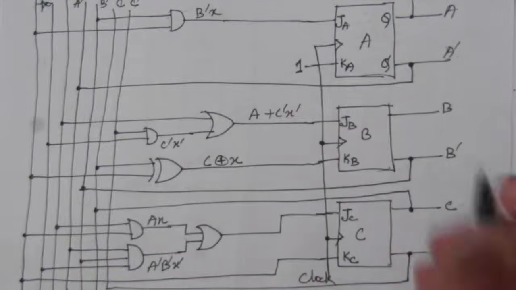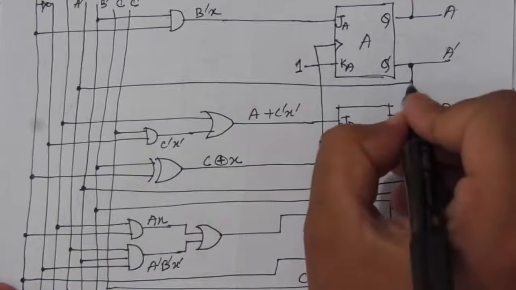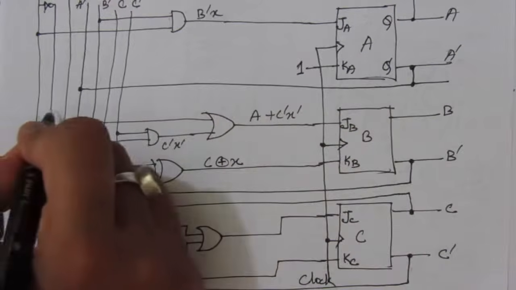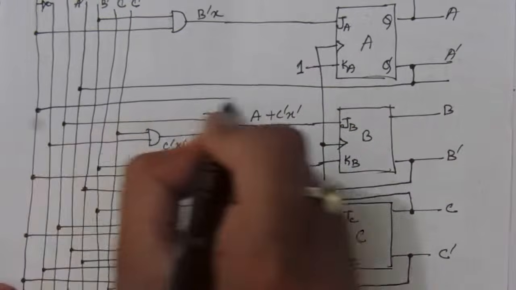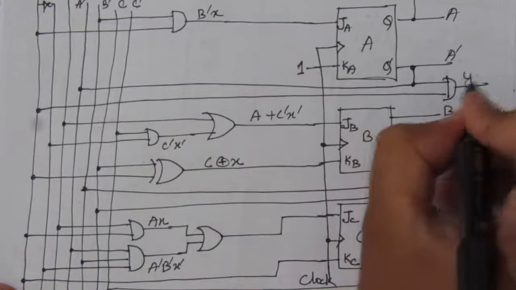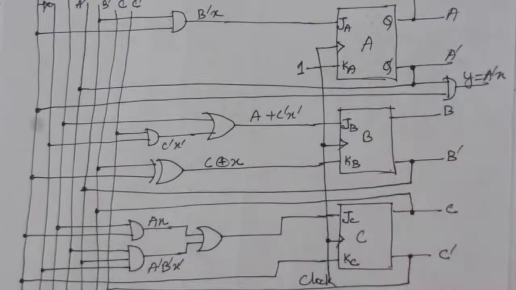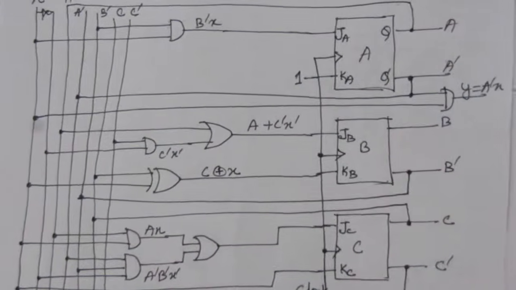Now we have to find out the expression for Y. So Y is A bar X. So A bar is this one. Take a connection from X similar to the previous case. Okay, you use an AND gate. Here we'll get Y is equal to A bar X. So this is an AND gate. So this is the circuit diagram for part 2 of the problem.